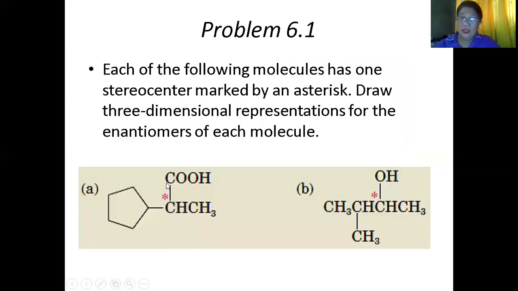So this is now your assignment, about how you are going to draw the mirror image of this enantiomer, letter A and letter B. Okay.